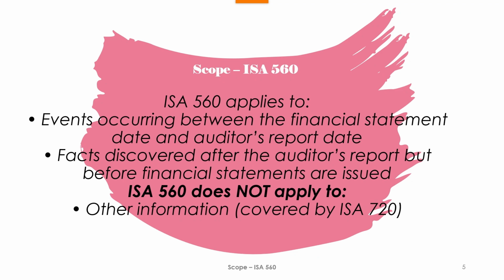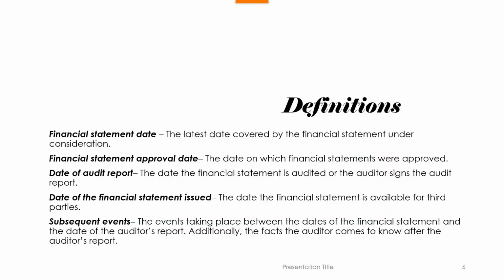ISA 560 applies to two main things: events occurring between the financial statement date and the audit report date, and facts discovered after the auditor's report but before the financial statements are issued. However, ISA 560 does not apply to other information included with the financial statements, which is covered under ISA 720. Let's move forward and discuss the key definitions of ISA 560.